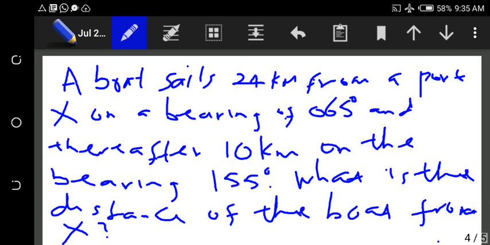Okay, we have this. A boat sails 24 kilometers from a port X on a bearing of 065 degrees, and thereafter 10 kilometers on the bearing of 115. What is the distance of the boat from X? Okay, let's try to interpret this in a diagram. So a boat sails from a port X on a bearing of 065 degrees, 24 kilometers.